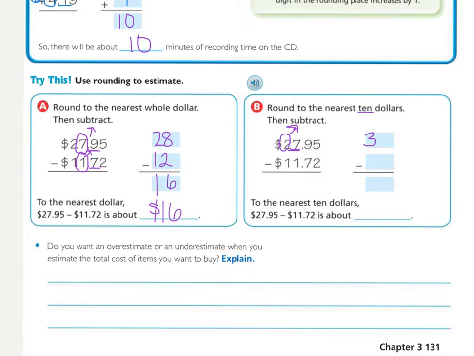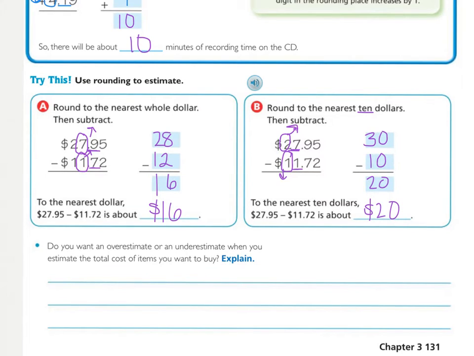And then everything else turns to a 0, and we've lost our decimals. That's okay. And for our next number, we have 1 in the tens place, and we underline the 1 in the ones place. 1 is less than 5, so this 1 is going to stay the same. So that's a 1, and then the others turn to zeros, and then we subtract. 30 minus 10 is 20. So to the nearest $10, it is about $20.